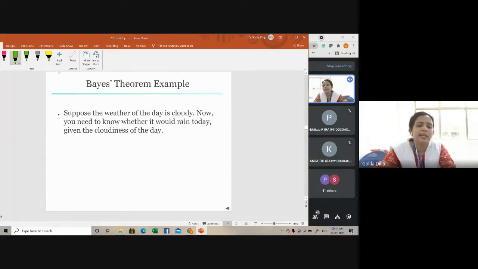Let's say, suppose the weather of the day is cloudy. Now you need to know whether it would rain today, given the cloudiness of the day.